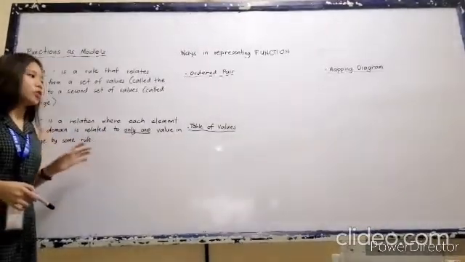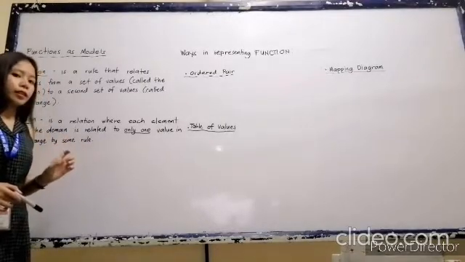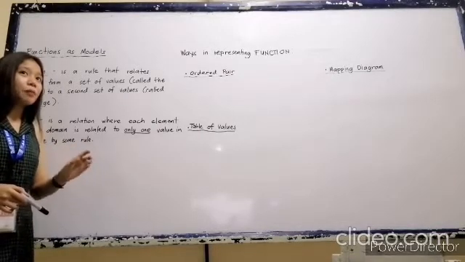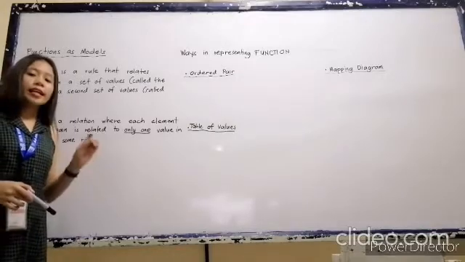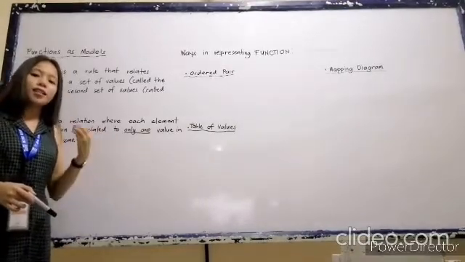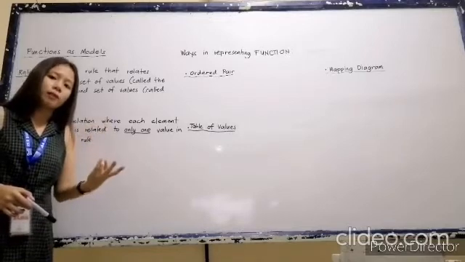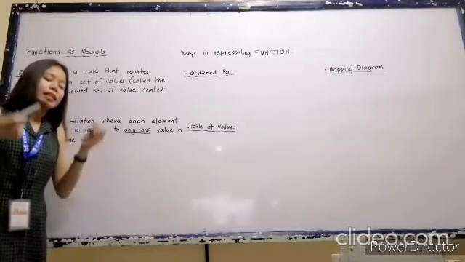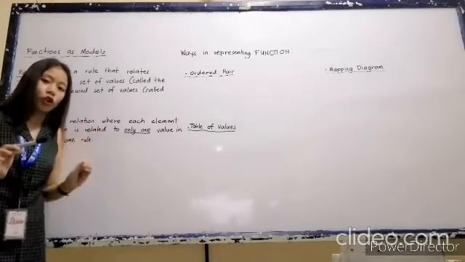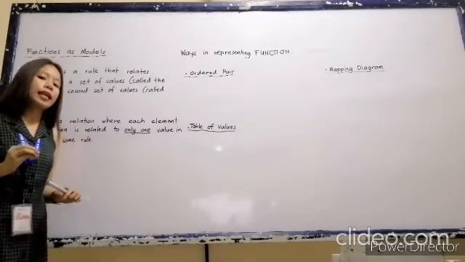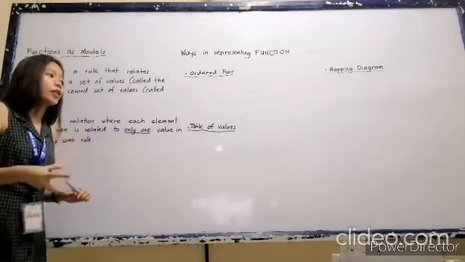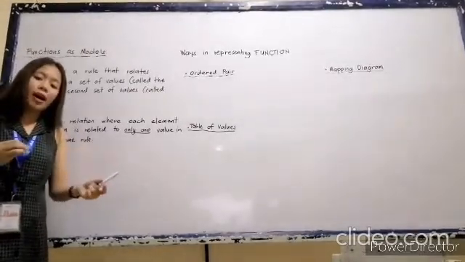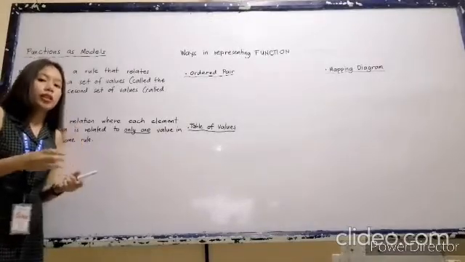Our next concept is what we call a function. Take note, class, a function is a relation. Why, Ma'am Tash, is a function a relation? Because basically, a function is the connection of two values. Again, we have the domain and range. But, a relation is not necessarily a function. Take note, a function is a relation because it is the connection between two values. But a relation cannot always be a function.